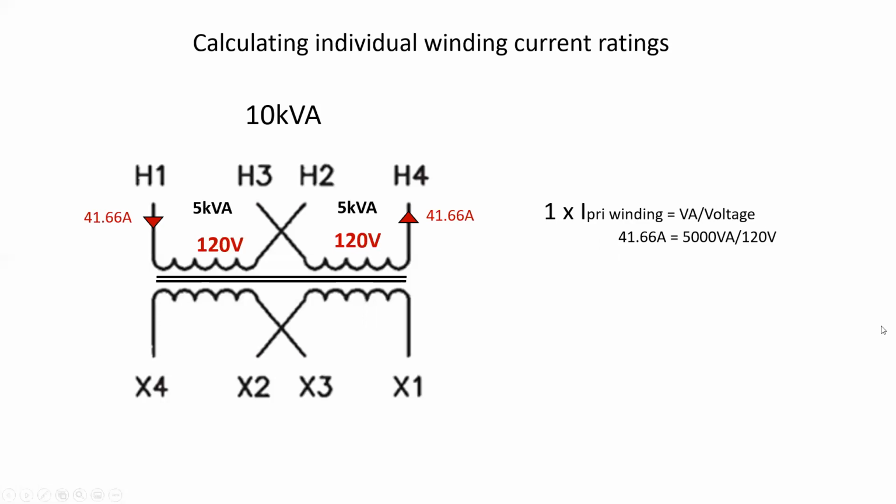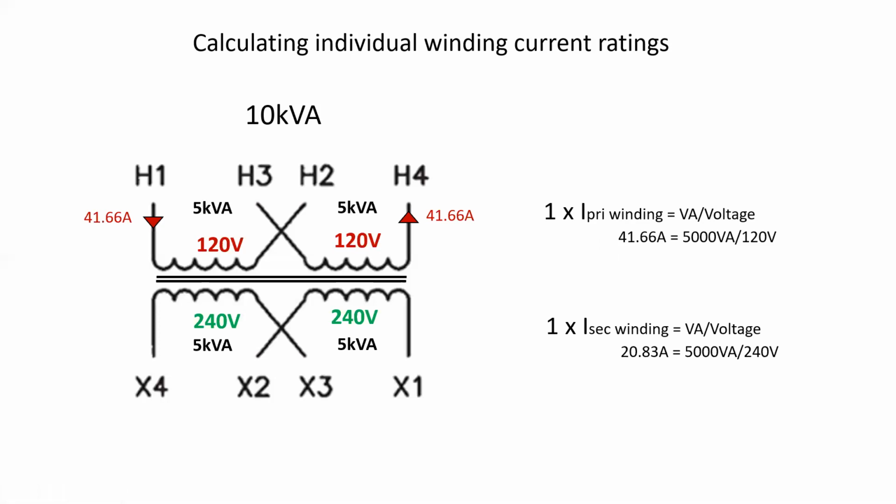We can do the same thing with the secondary. The secondary, each one of those windings was rated 240 volts and 5 kVA, which meant that if we take the VA of 5,000 divided by 240, we end up with 20.83 amps. And so again, the individual current ratings of each of those windings would be 20.83 amps.